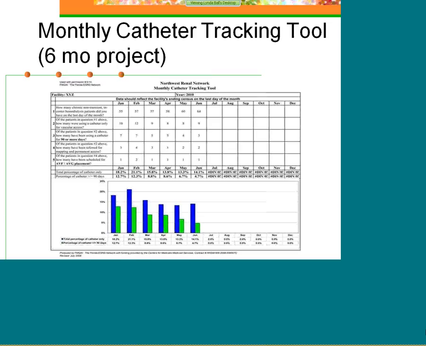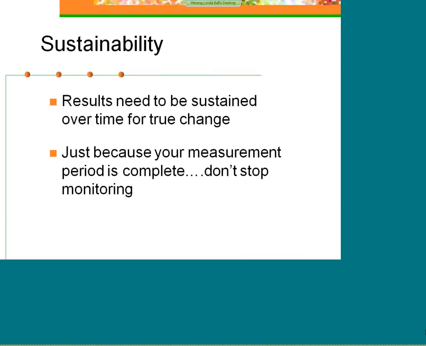Now, this is a monthly catheter tracking tool that we use in our catheter reduction projects. We've got blue bars and green bars. The blue bars are total catheters in your facility, and the green bars are the catheters greater than 90 days with no other access. You can see that over time from January to June they nicely started to get rid of their catheters overall, but especially their long-term catheters.